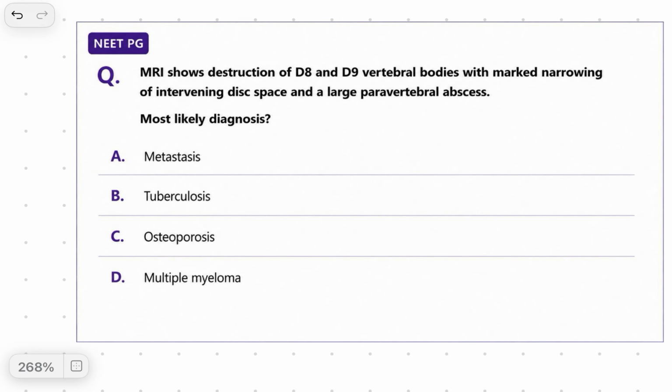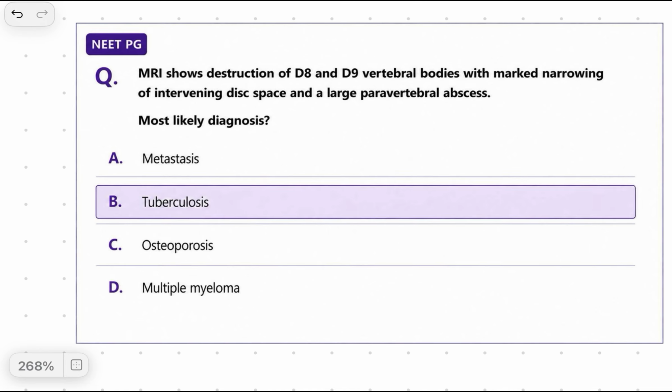and comment the answer. So, the correct answer here is tuberculosis. Now, many of you get confused between spinal TB and metastasis and all these things. So, let's look at the findings one by one.